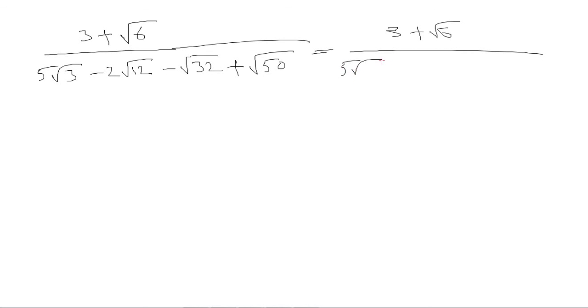5 radical 3 stays as it is. 12 is 4 times 3. So I'm going to write that as minus 2 times radical 4 times radical 3. 32 is 16 times 2. So I'm going to write that as radical 16 times radical 2. And 50 is radical 25 times radical 2.